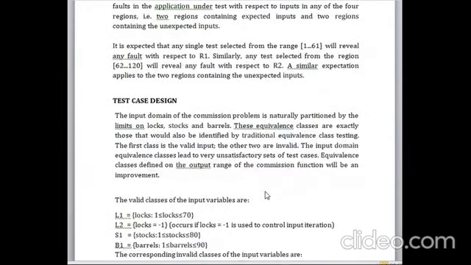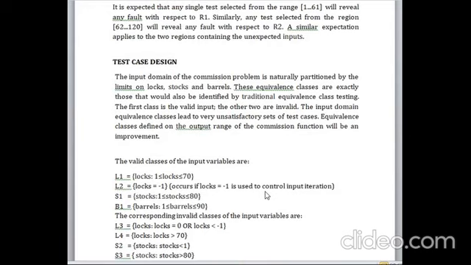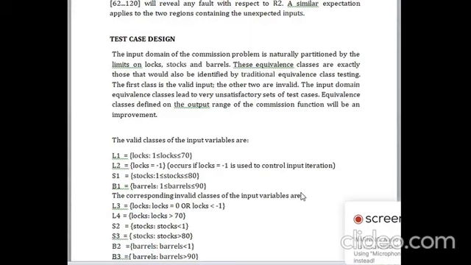So come to the test case design. The input domain of the commission problem is naturally partitioned by the limits on locks, stocks and barrels. These equivalence classes are exactly those that would also be identified by the traditional equivalence class testing. The first class is the valid input and the other two are invalid.